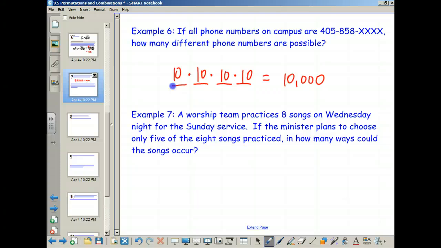A worship team practices 8 songs on Wednesday night for the Sunday service. If the minister plans to choose only 5 of the 8 that they practiced, in how many ways could they choose those songs? There are 2 different ways you could do this problem. So somebody give me an example of what you're thinking when you see this problem.